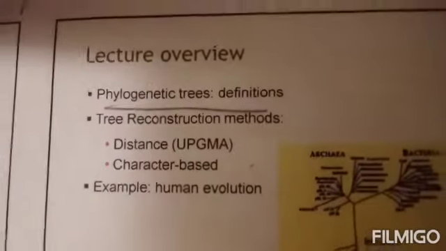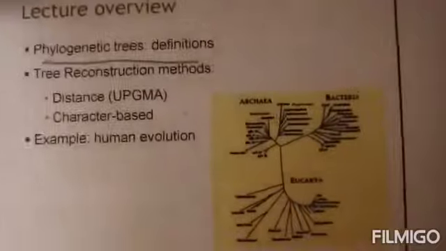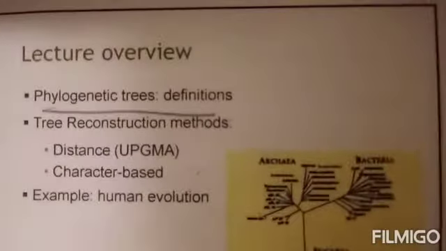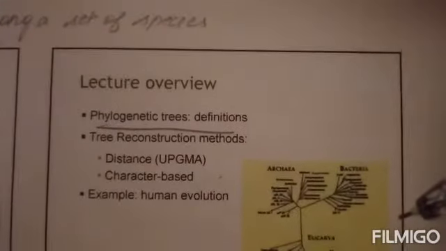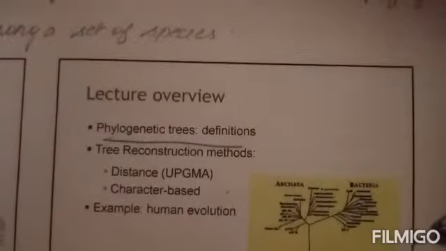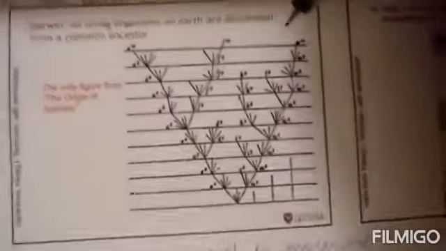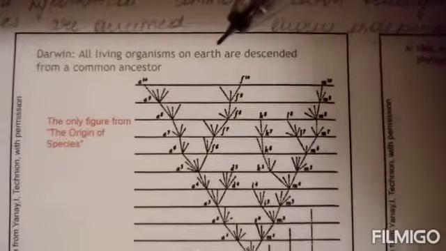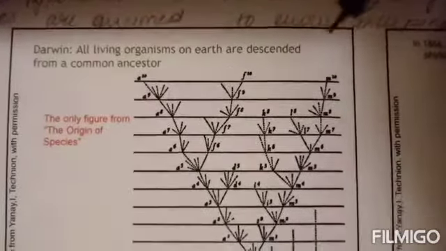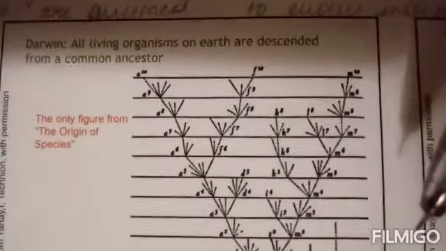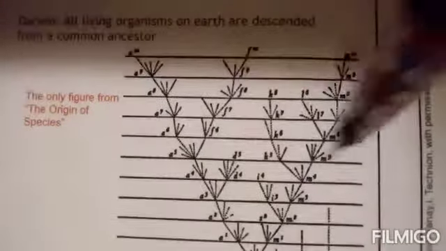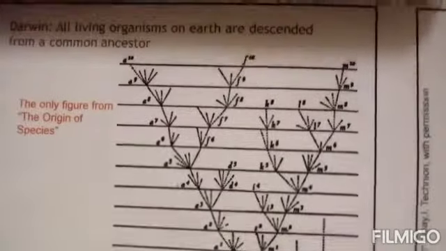Okay, so initially, can anyone think about what a phylogenetic tree is? A phylogenetic tree is nothing but a branching diagram that represents the history of life, that is, the ancestral relationships among a set of species. So for example, Darwin's idea that all living organisms on the earth are descended from a common ancestor. This was a tree which was initially constructed. It is the only figure from the Origin of Species.